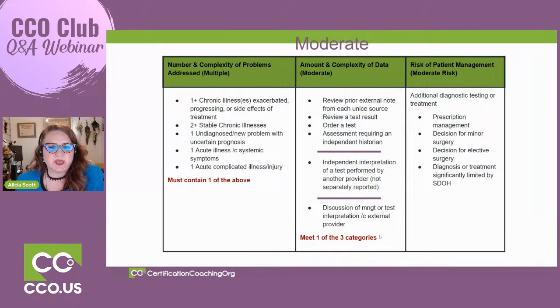How about discussion of management of test interpretation with external provider? So whenever you have a management of tests or an interpretation with another provider regarding the patient's care, that bumps up the medical decision making, and you have to have more than just one of these items to be classified as moderate. The focus of tonight, though, is going to be in this first column, the number and complexity of problems.